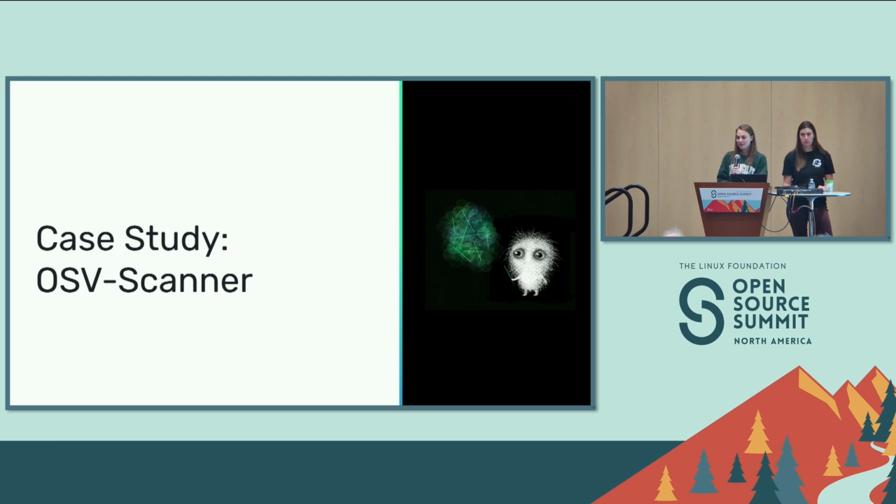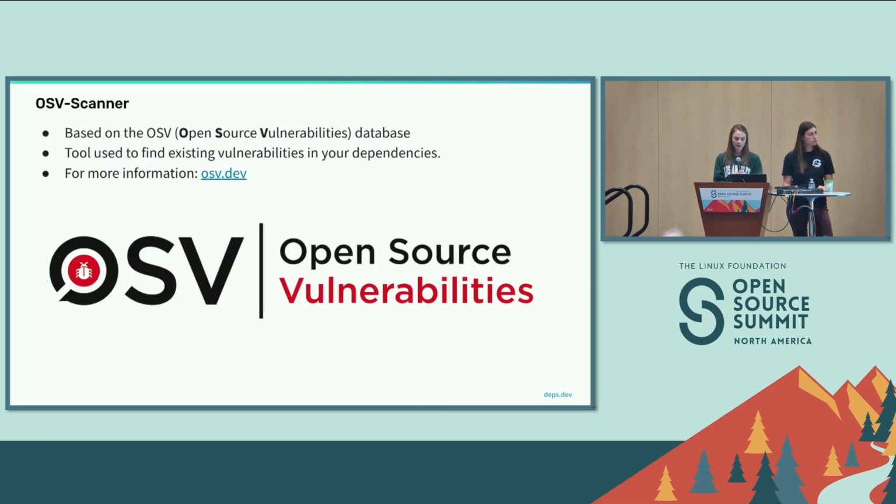Let's look at OSV Scanner as an example of where this requirement model has been useful. The OSV Scanner is an open source tool based on the open source vulnerability database, which contains information about vulnerable packages and their patches. OSV Scanner does what it says on the tin. It scans for vulnerabilities. It reads the log files of your project and identifies the vulnerable dependencies in it.